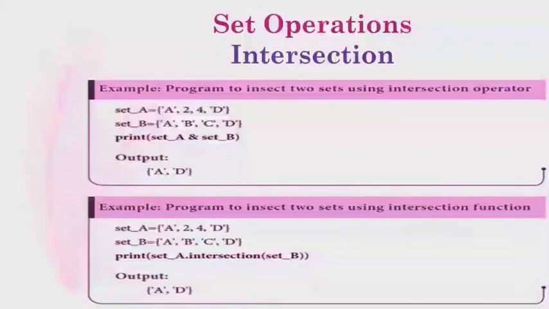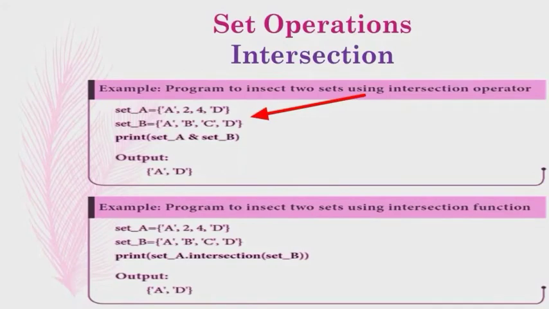Let's see this example. Program to intersect two sets using the intersection operator. First we are going to use the intersection operator. Set A is equal to {A, 2, 4, D}, set B is equal to {A, B, C, D}. Next statement, see here, print set A & set B. So the common elements will be printed on the output screen. What are the common elements from set A and set B? A and D are available in both set A and set B. So these are the common elements, and A and D will be displayed on the output screen.